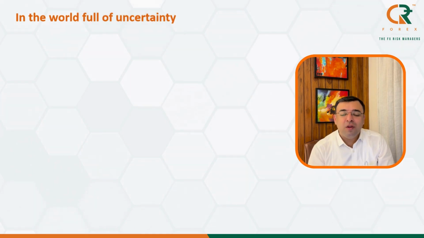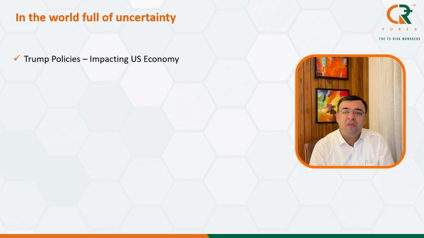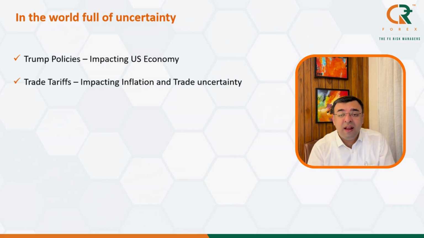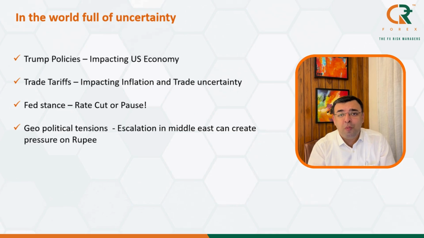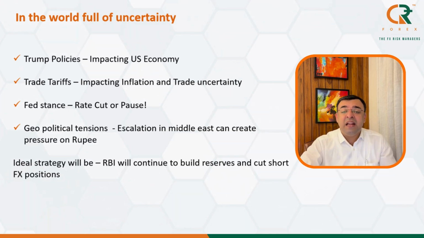Now the big question is, what will RBI do now? In the current scenario, if we see globally, it is all about uncertainty: uncertainty about Trump policies, uncertainty about tariffs, uncertainty about whether the Fed is going to cut interest rates or not, uncertainty about geopolitical tension. Ideally, in times of uncertainty, RBI will take a stance that if flows are coming, let me go and reduce my short position.